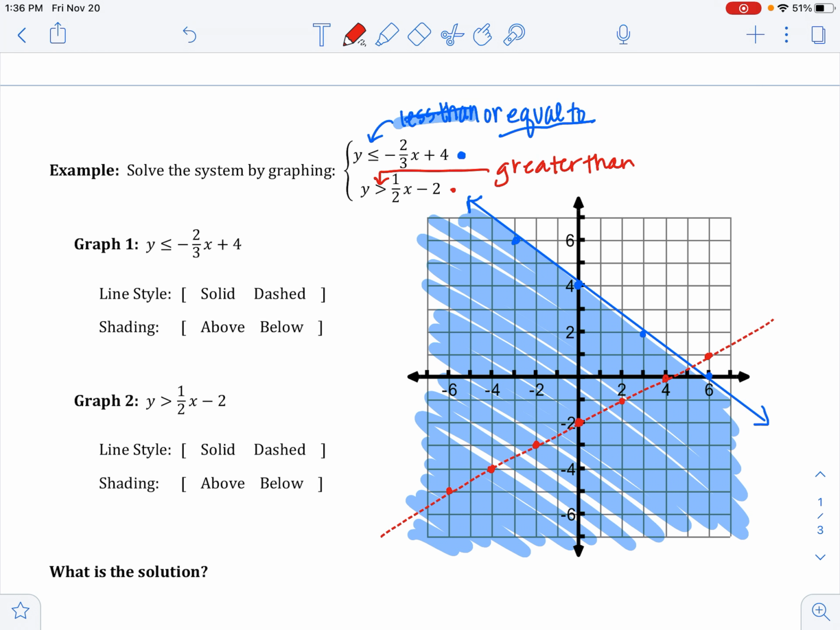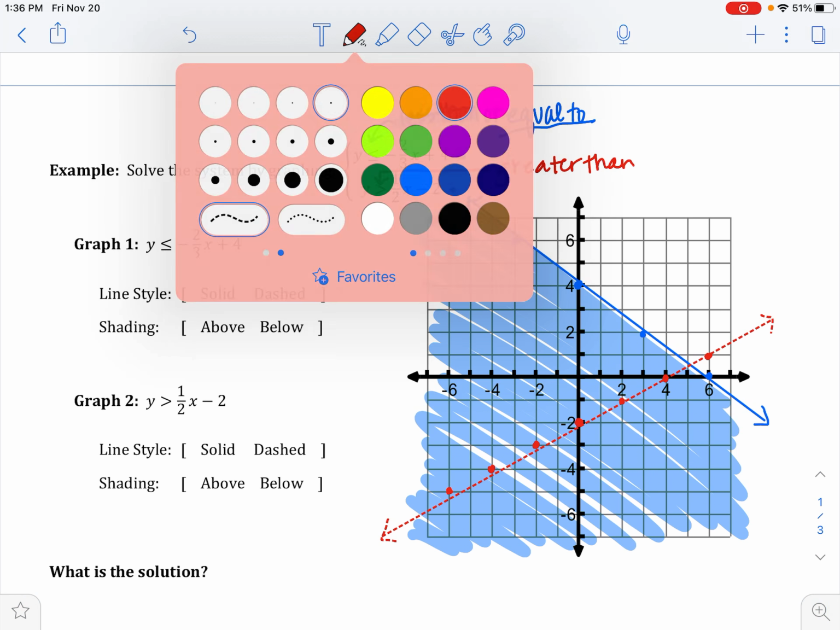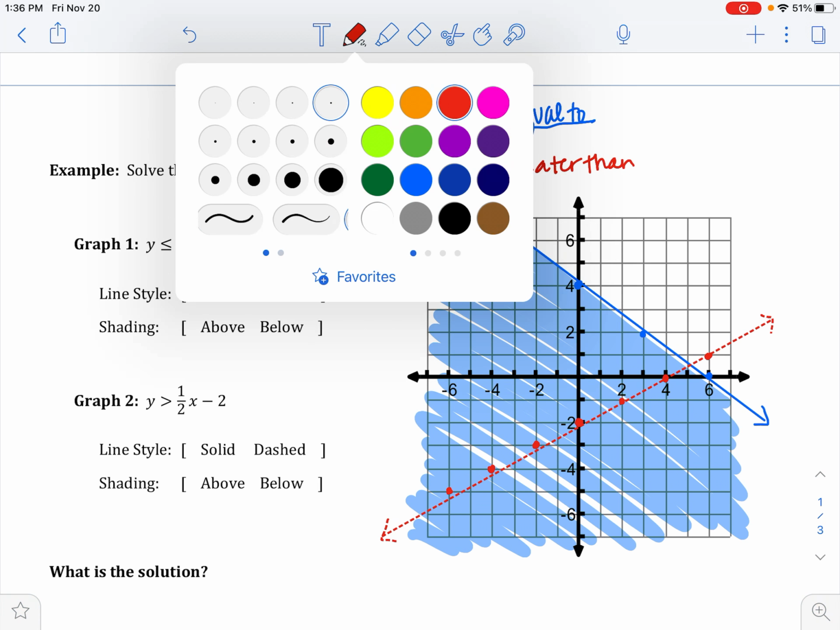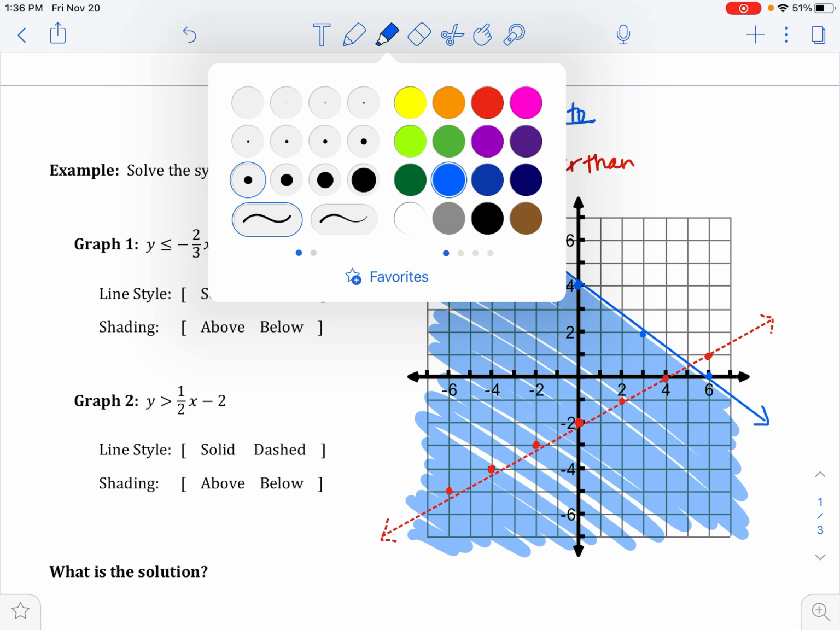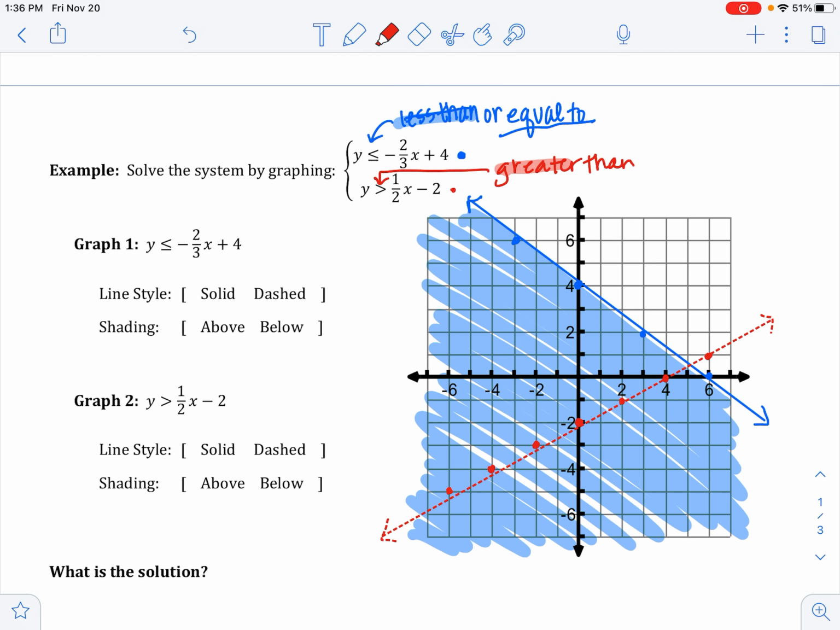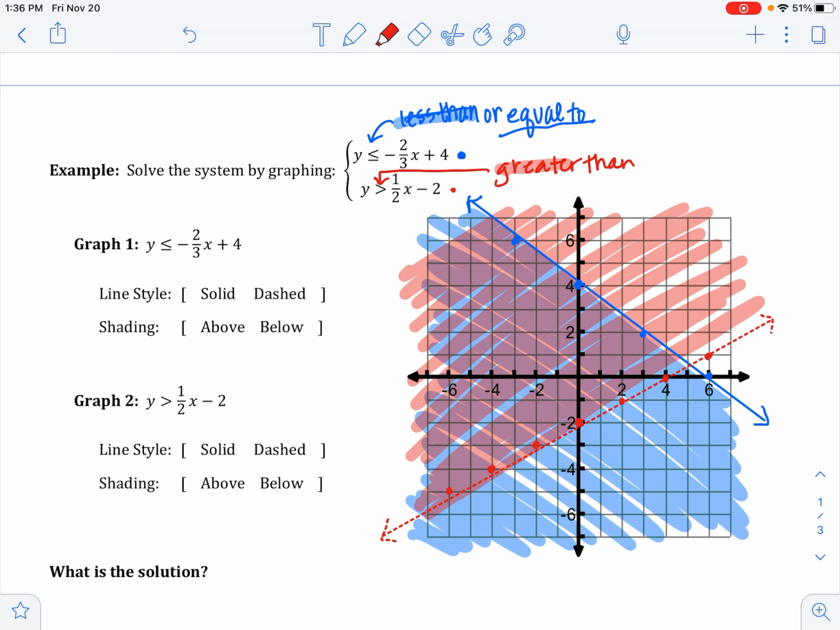All right, so I am just putting values greater than. So I'm not including the points on this line. So I want a dashed line. So I'm going to connect these points with a dashed line. All right, now I'm going to look to see if I'm shading above or below. First, I want to fix that. There we go. These are values greater than. Greater than are values above.